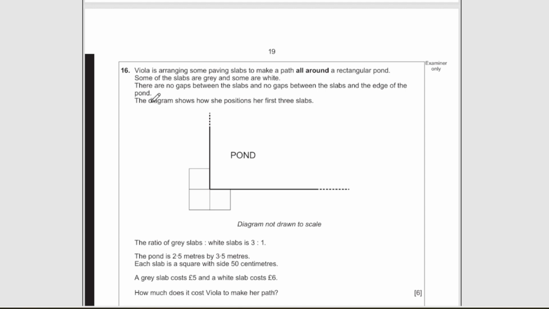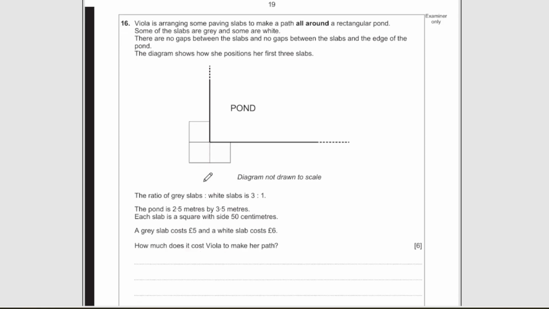Okay. The diagram shows how she positions her first 3 slabs. The ratio of grey slabs to white slabs is 3:1. The pond is 2.5 metres by 3.5 metres. Each slab is a square with a side of 50 centimetres. A grey slab costs £5 and a white slab costs £6. How much does it cost Viola to make her path?